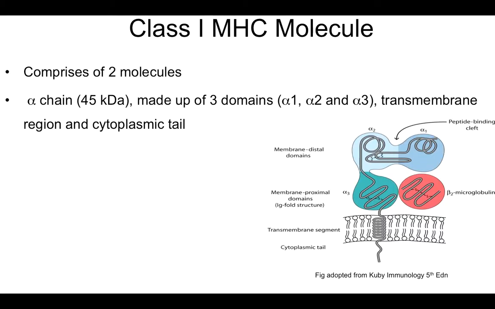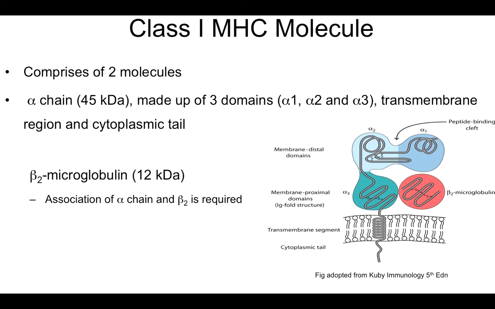This alpha chain has three regions, as I said, alpha 1, alpha 2 and alpha 3. The distal alpha 1 and the alpha 2 regions are the regions which make up the structure of the peptide binding cleft. The peptide binding cleft is made up of the alpha 1 and the alpha 2 domain. The alpha 3 domain is very much similar to the second subunit of the MHC molecule, that is the beta 2 microglobulin.